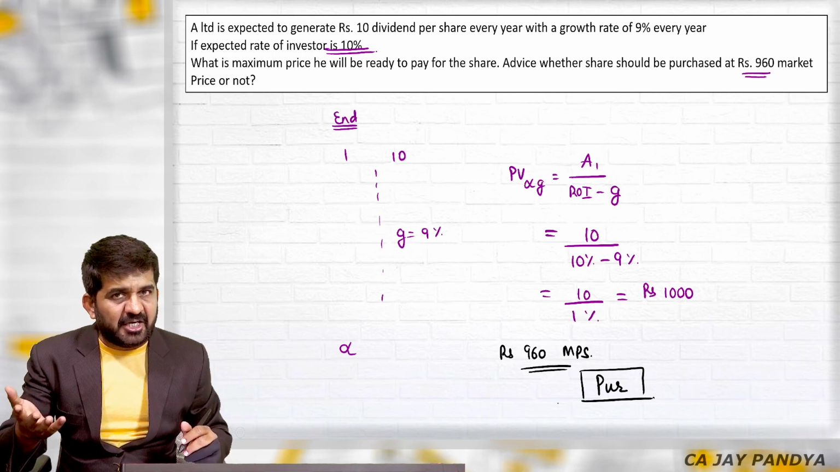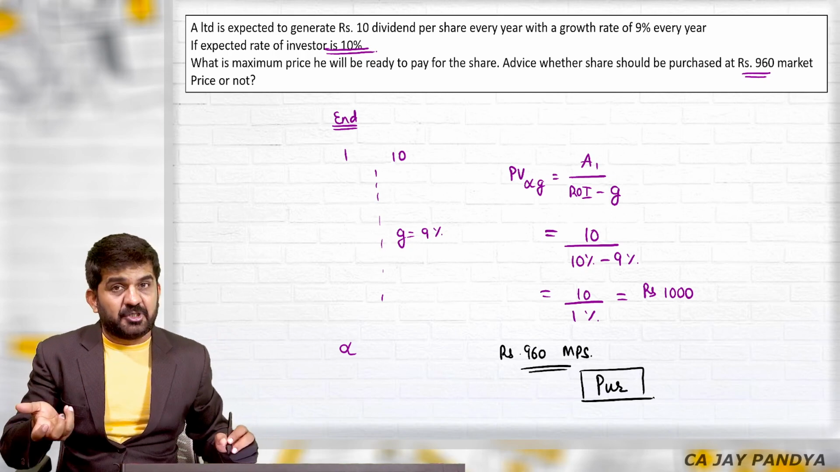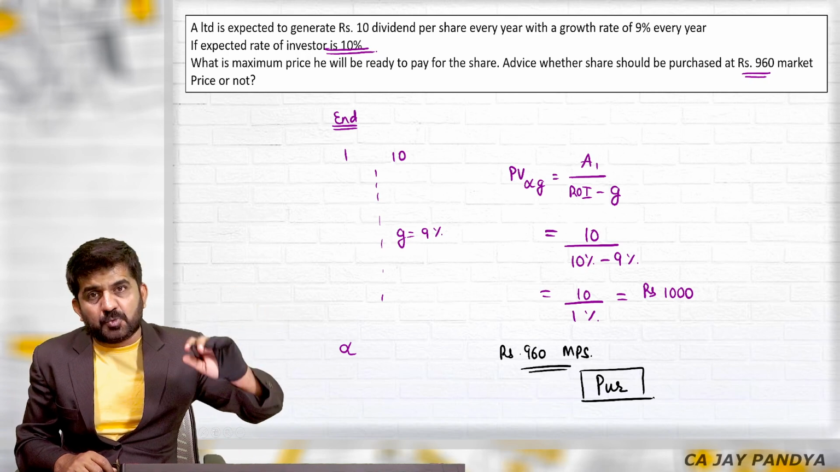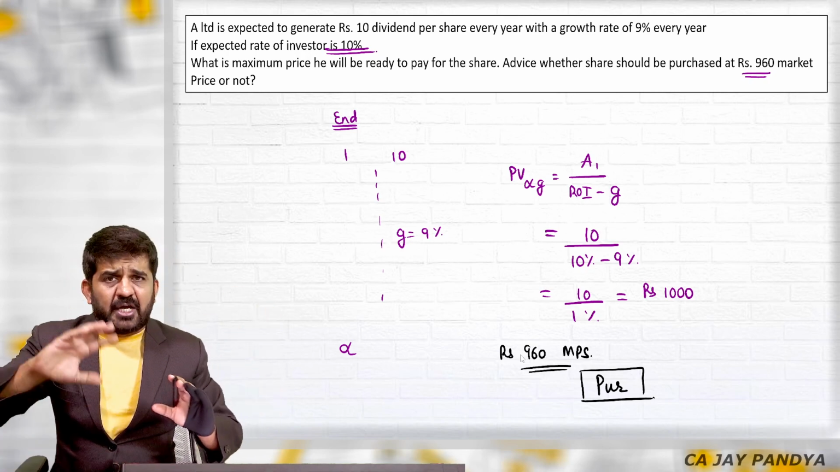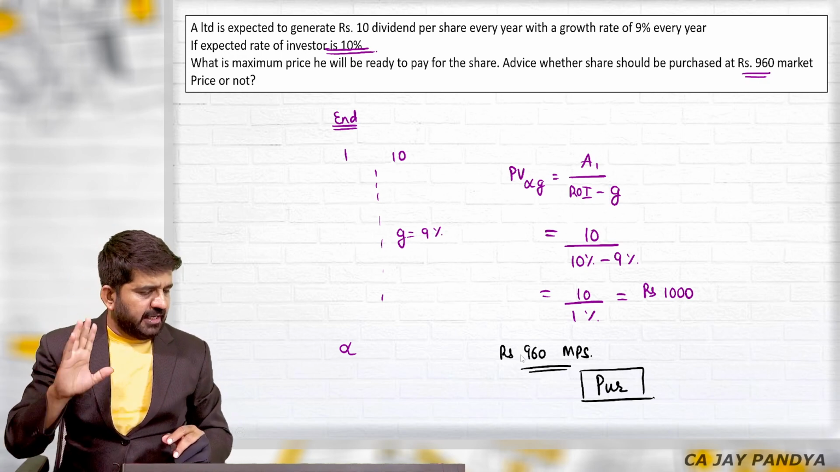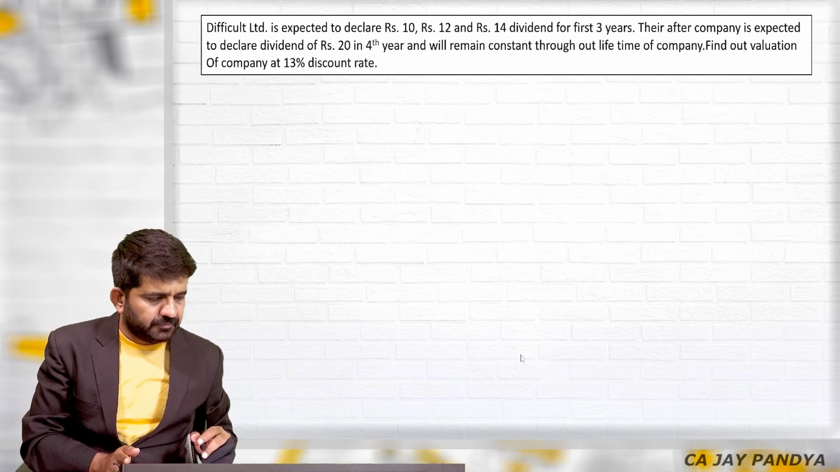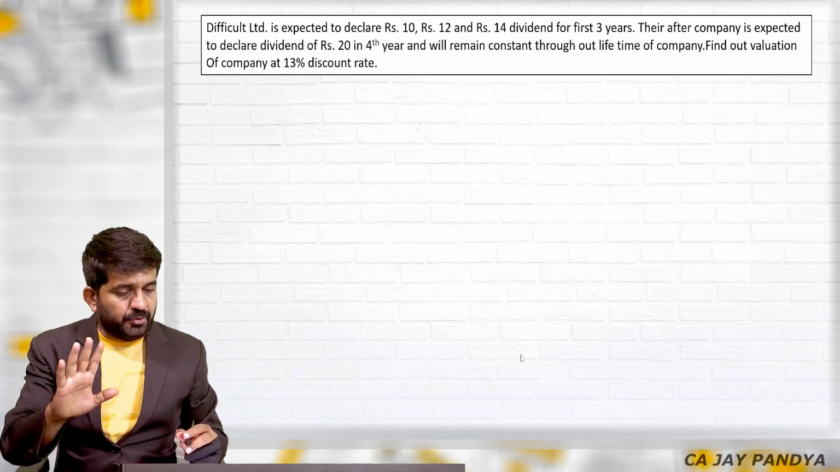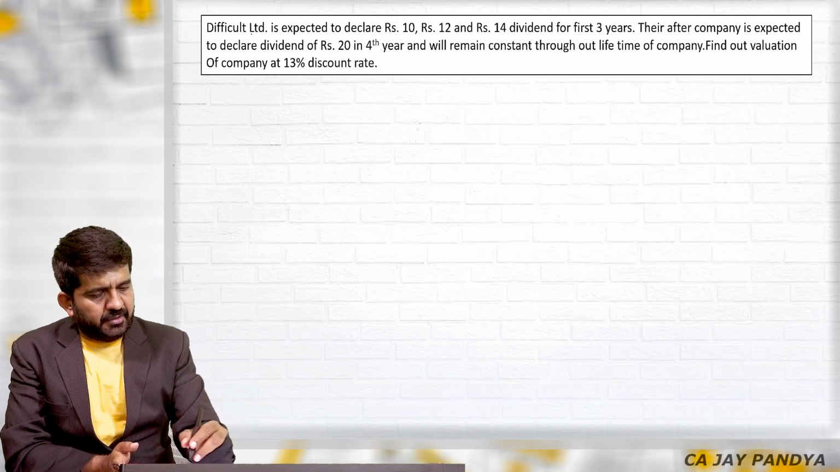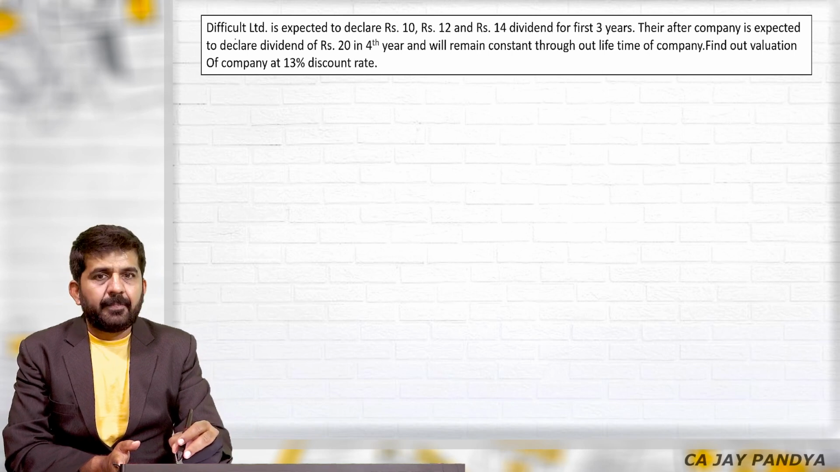What is the market price of the share? 960. I will purchase it. What is the market price of jeans? 1000. I will purchase it. So whenever I get confused, I always remember the concept of jeans and I'll be getting a correct answer. Now this type of questions are important. It is asked, as I told you, a couple of times in the intermediate examination.